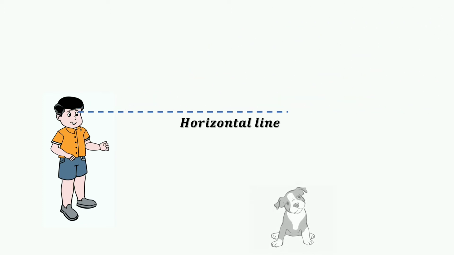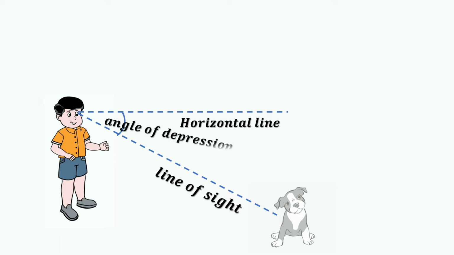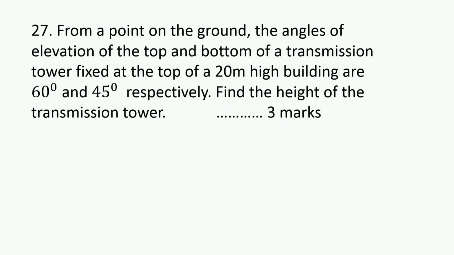When he wants to see the object below the horizontal line, the line of sight appears below the horizontal line. The angle of depression is the angle between the horizontal line and the line of sight.